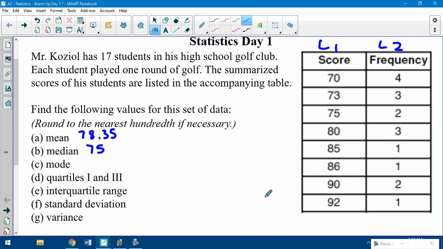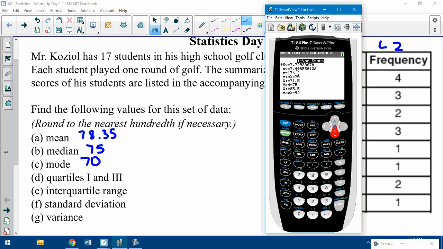So in a frequency chart, that's easy to find. What's the score that happened most often? 70, because it happened 4 times. So the mode is 70. And again, modes can have more than one value. So if there was another thing, like let's say this was 4 instead of 3, you could just say 70 and 80. Quartiles 1 and 3 you can get on here. Quartile 1 is 71.5 and Quartile 3 is 85.5.